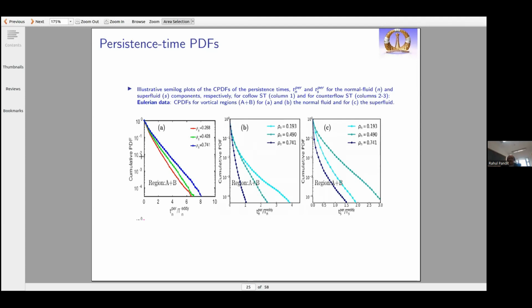Now, this persistence time PDF is slightly complicated, so I won't explain it completely, but all of you know about QR plots. So Q is related to the trace of the velocity derivative matrix squared, and R is the trace of the cubed. And from it, you have 4 regions, A, B, C, and D. So A plus B are regions that are dominated by vortical structures. So you can ask, what does this PDF do when you are in this regime?